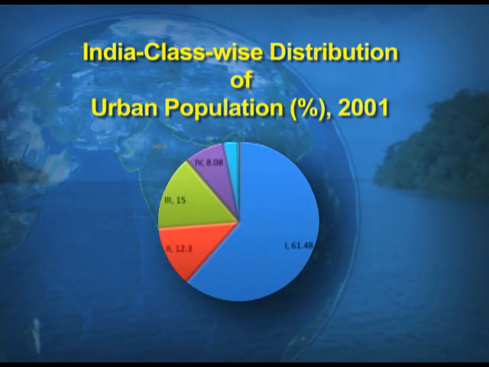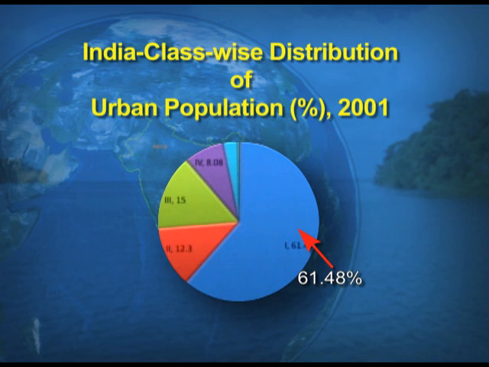So, this is a statistical representation of the distribution of urban population. This shows that class 1 cities are the cities where we have the maximum percentage of the urban population. So, that means 61% population. And class 6 cities have only 0.3% of the urban population. These class 6 cities, we have just seen on the screens.